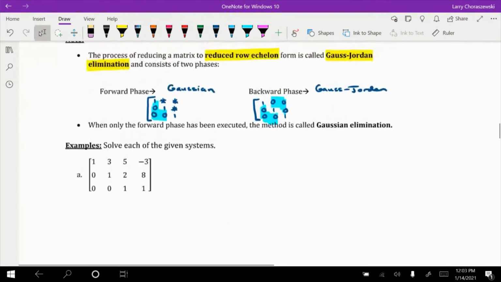Yep, I can go back up. Is that far enough? All right, cool. No problem.